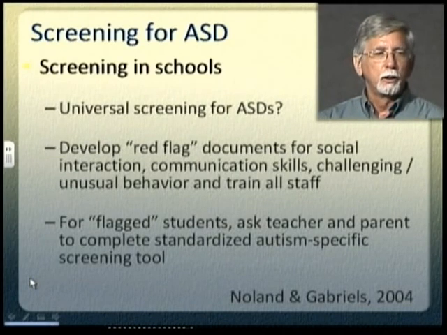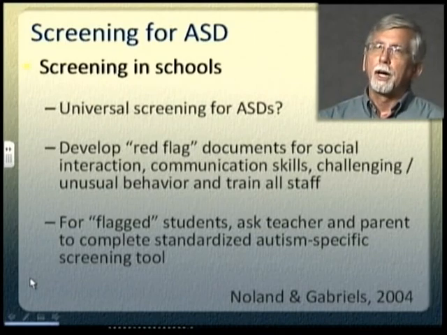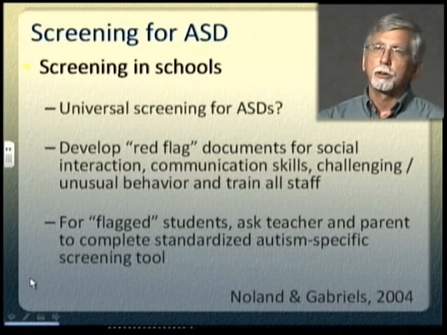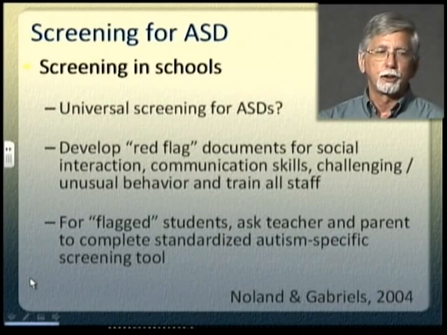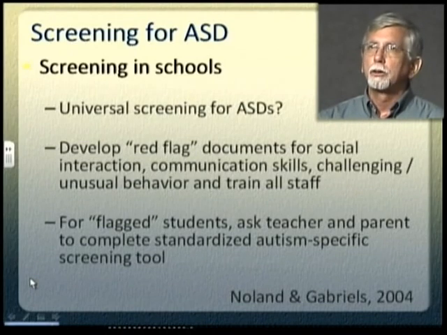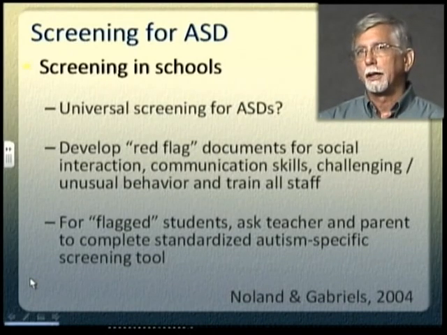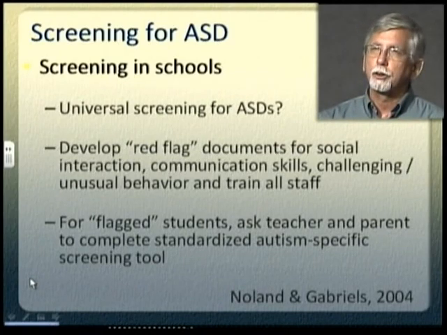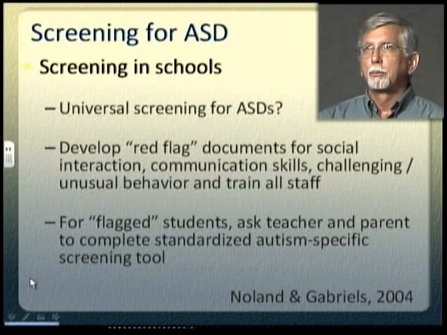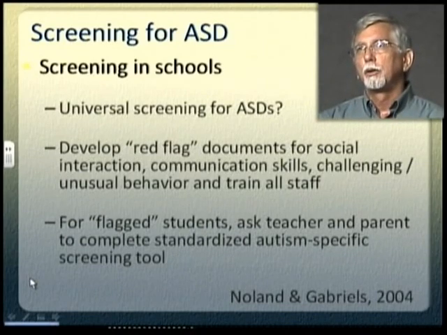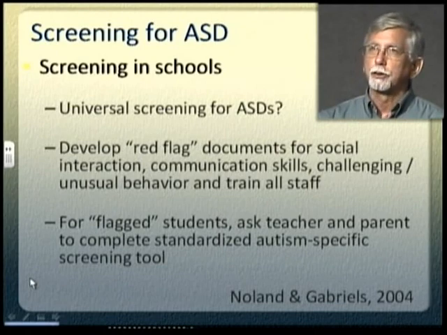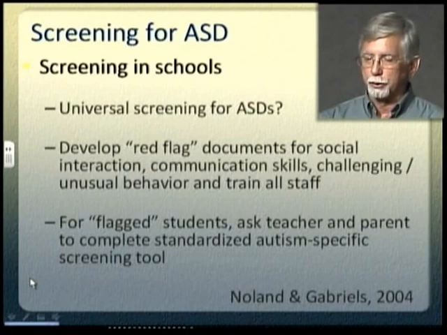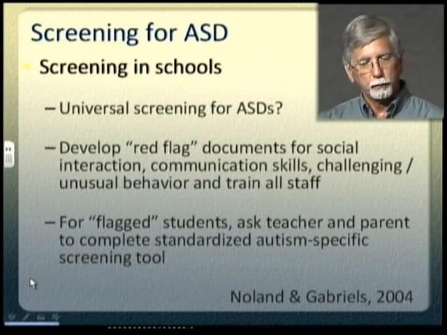They suggested that school divisions develop documents that they called red flag documents for identifying what are the social interaction, the communication skills, and the challenging behaviors that one might watch for in a child where there might be a question of autism. And so developing these red flag documents provides the basis for staff training to encourage folks in schools to be actively looking for characteristics of autism in the students that they interact with.